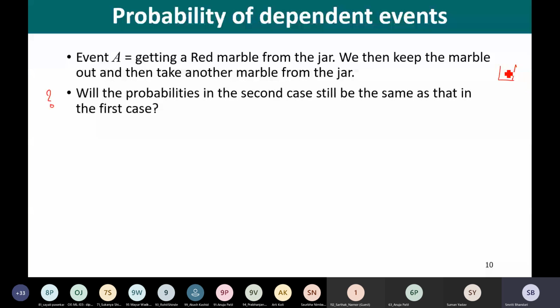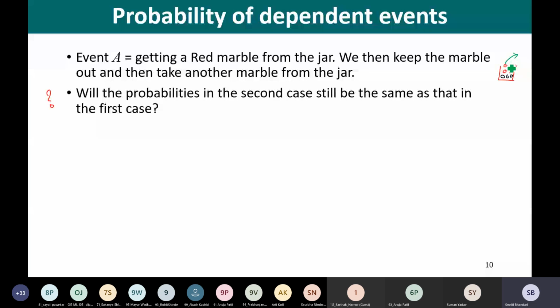We have a jar with marbles in it. Event A is getting a red marble from the jar. Suppose we have 4 red marbles and 3 black marbles. So what is my event A? My event A is getting a red marble from the jar.